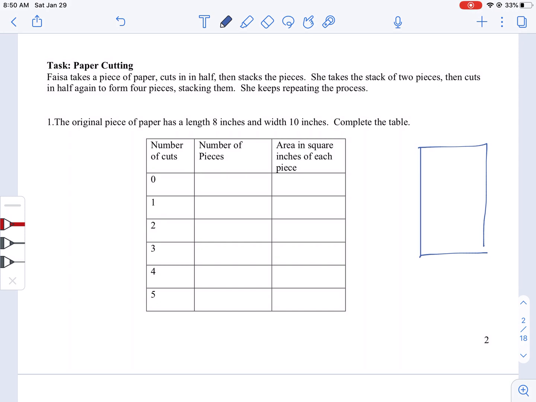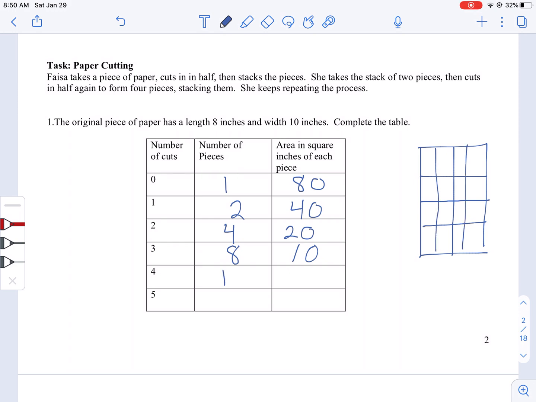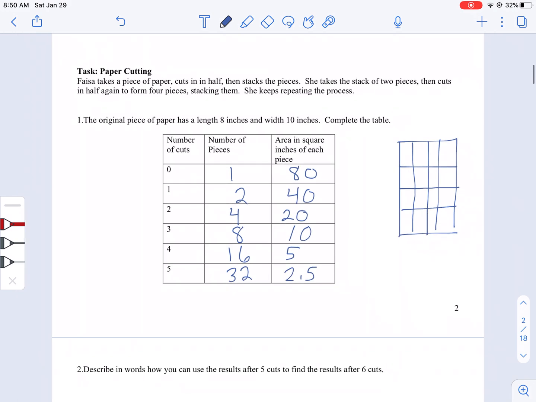So at 0 cuts, how many pieces are there? There's 1, and it's 80 square inches. So if she cuts it in half, then we have 2 pieces, and the area would be 40. If she cuts it in half again, 4 pieces, and the area would be 20. And then cuts those all in half, so there would be 8, and it would be 10. Cut those all in half again. It has 16, and that would be 5. And 32, and then each would be 2.5 in area.